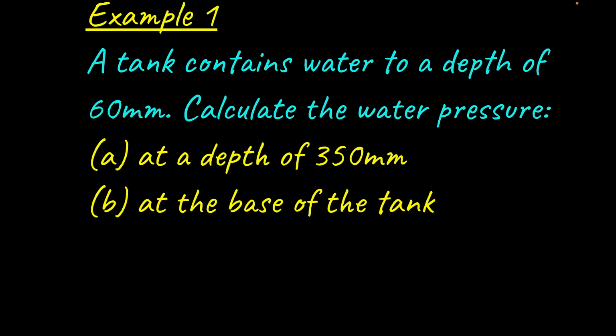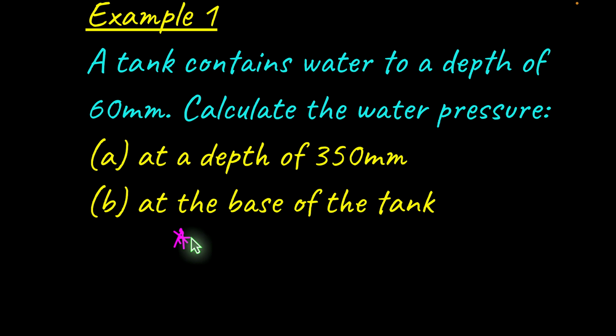So we have that a tank contains water to a depth of 60 mil, and we need to calculate the pressure. Now we have the pressure to be calculated at different depths. So the first depth is 350 millimeters, and we also have another here where we need to figure out the pressure at the base of the tank.